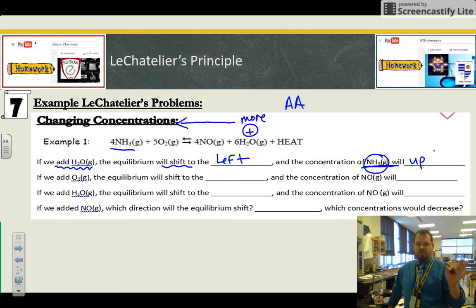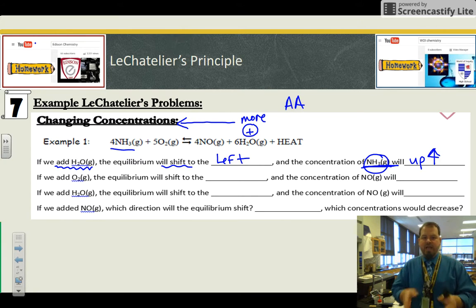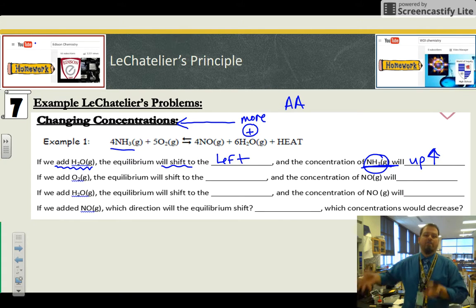So that's something we didn't talk about necessarily in the notes. If I shift to the reactant side, every reactant goes up. If I shift towards the product side, the concentration of all the product sides go up. Does that make sense? So let's do the next one.